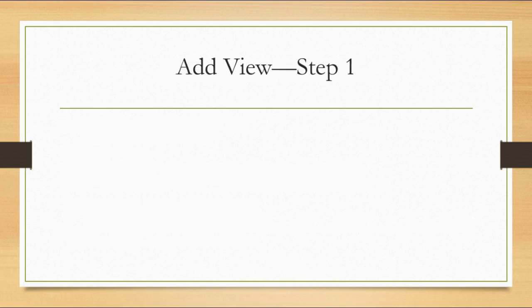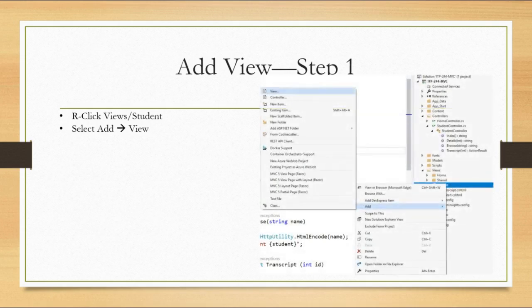Okay, so how do we add a view? There's several ways to add a view. I'm going to show you one way for now. So step one is we right-click on the Student folder under Views. We right-click and we add View. You can't see it here, but under there is the word Student. And remember we had a folder from before. We created a new controller called Student. We add a view under the Student folder.